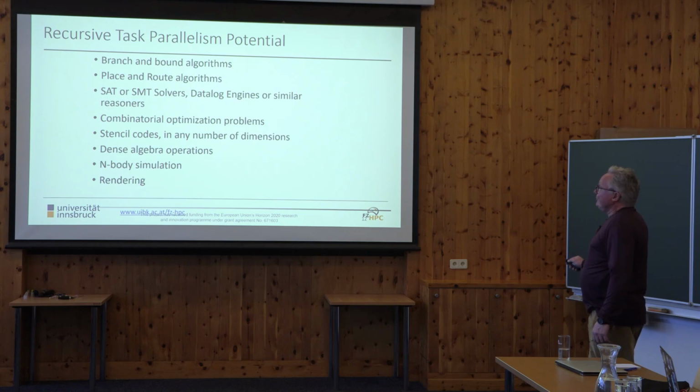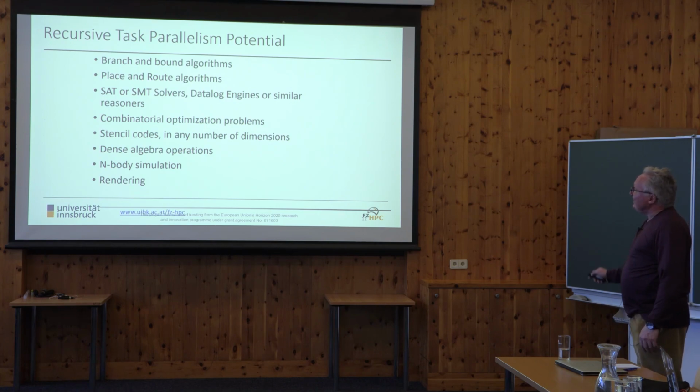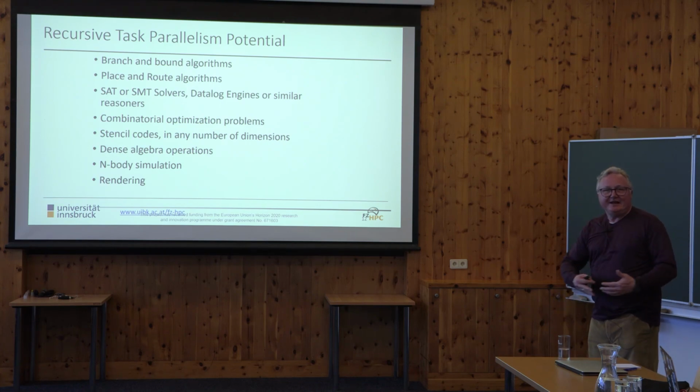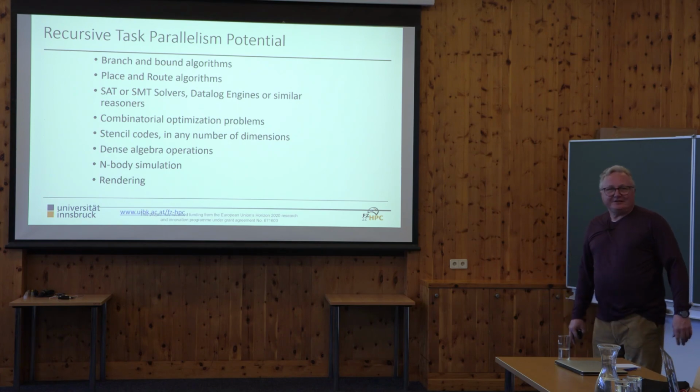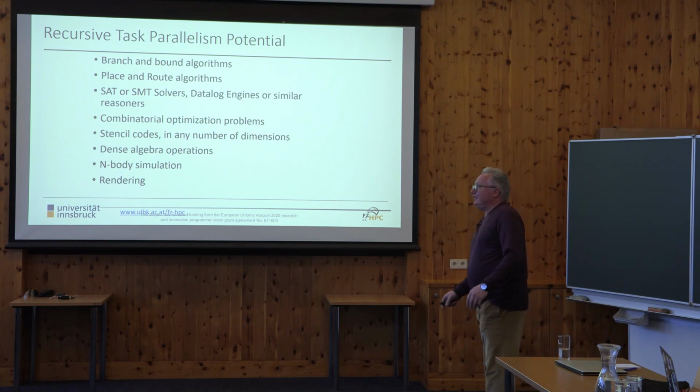Then we also knew from a lot of papers, related work, that recursive task parallelism has very good potential for these classes of algorithms: n-body, rendering, stencil codes, and so forth. There are a lot of papers out there that already showed this. So we had this knowledge. Without that knowledge, I'm not quite sure whether we would have tried it. But as we knew we had good potential, this was reason enough for us to try it.